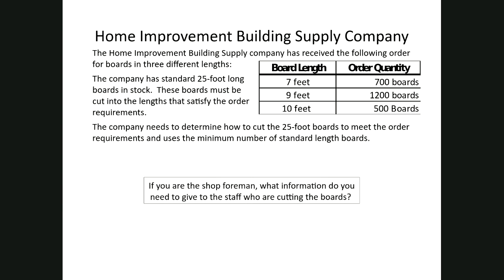Okay. Here's again the problem restated in a slightly different way, but essentially there's the amount of boards that we need to meet. We have to have 7-foot, 9-foot, 10-foot boards, 700 of the 7-foot length, 1,200 of 9 feet, and 500 of 10 feet. So we have to first determine here what the decision is.